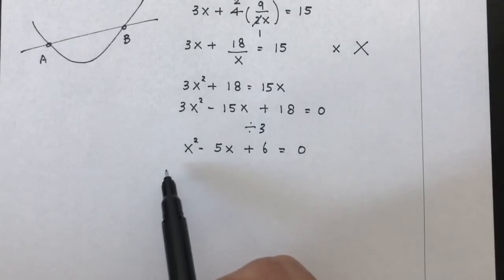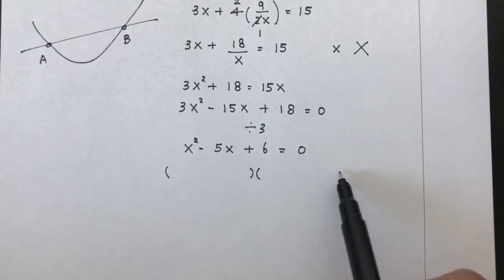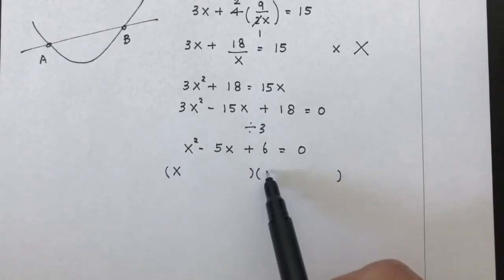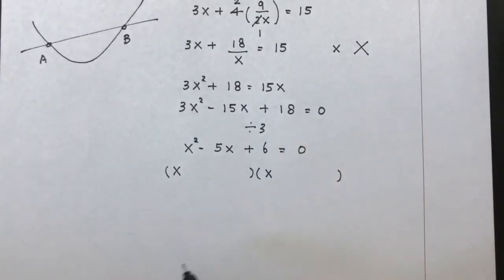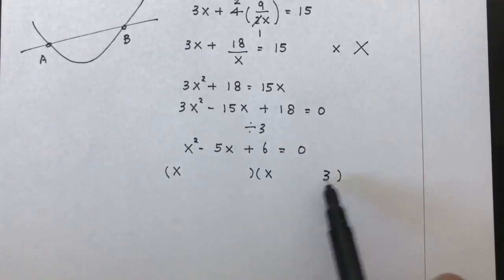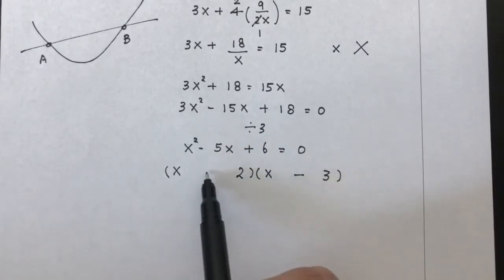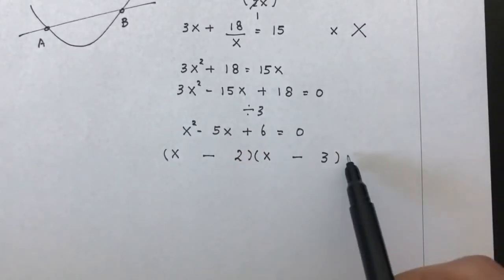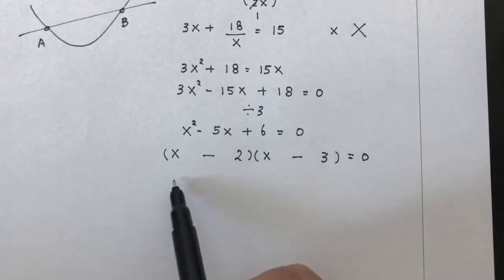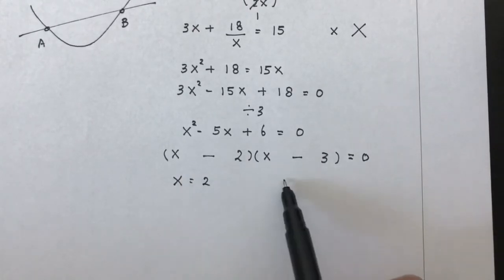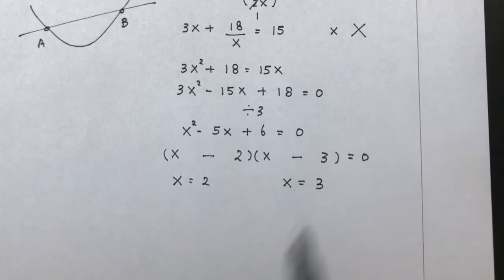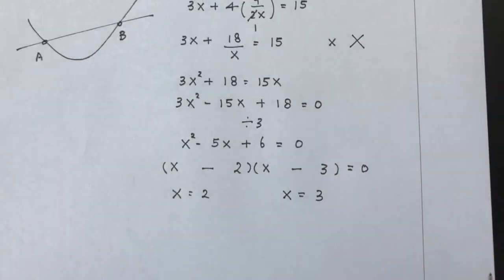Now we can factorize. That is x, and 6 is 3 times 2, so 3, 2. To get minus 5, we have to have minus 3 and minus 2, of course equal to 0. Now x will be 2, x will be 3. So these are the two possible x-values for my A and B.